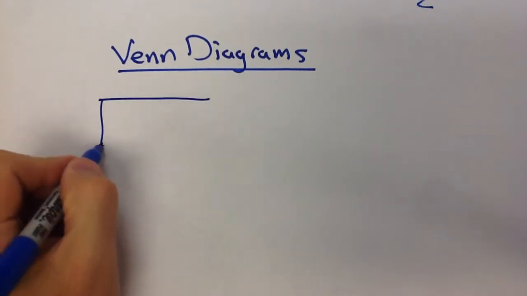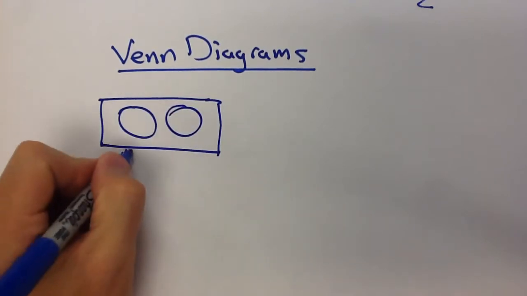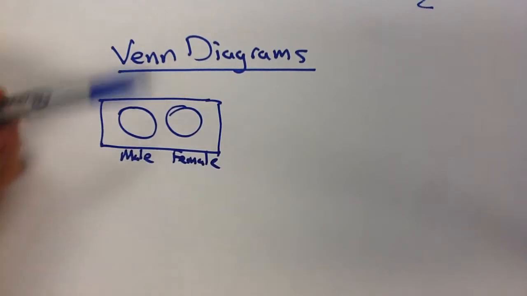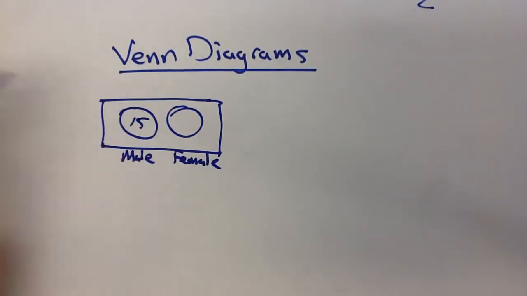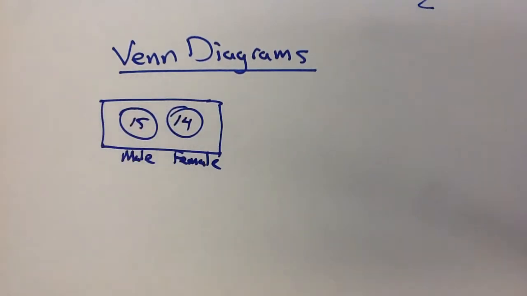So if I wanted to make a diagram of my class of the male students and the female students, I would see and count all of the male students that I have in the class, and let's say I had 15, and I had all the females in the class, let's say I have 14, and that would represent the number that I have. So all those accounted for would be put there.